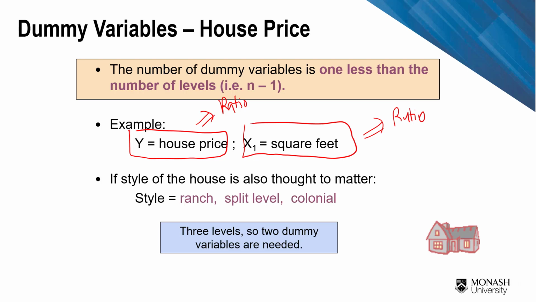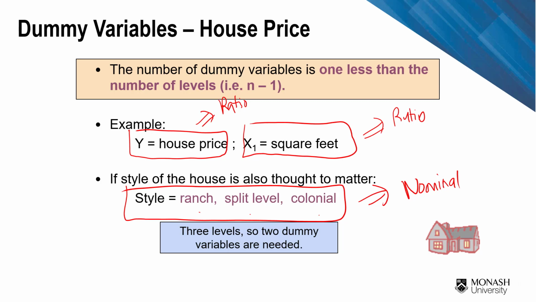Absolutely not. All right. And now we want to include style. And style, there are ranch, split level, and also colonial. Now because of that, this is a nominal variable. And because there is a nominal variable, we need to convert this into dummy variable. Okay? Now dummy variable, how? First of all, ask yourself, how many variables do we need to create? There are 3 levels. Okay?